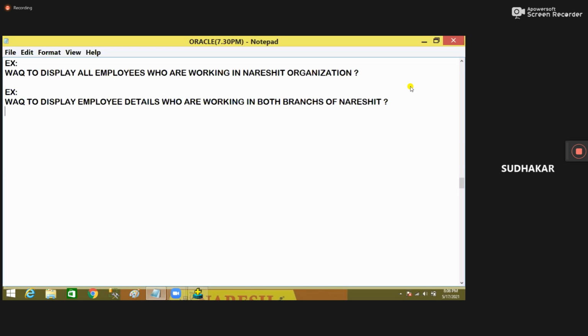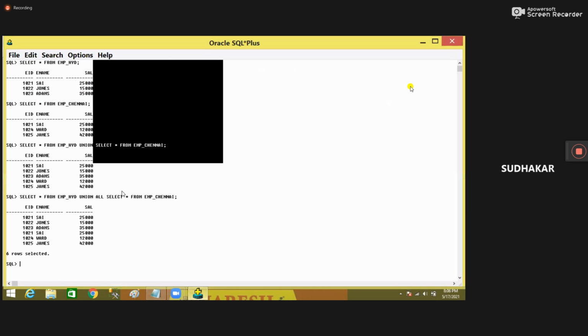Okay, now suppose I want to give it like this here, then what is going to happen, you can see. Naresh IT has how many branches here? Two branches. In these two branches, which employees are working? In your tables, the EMP Hyderabad branch table data is this one, and the EMP Chennai table data is this one.